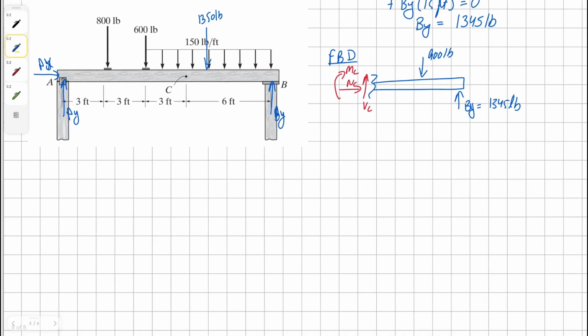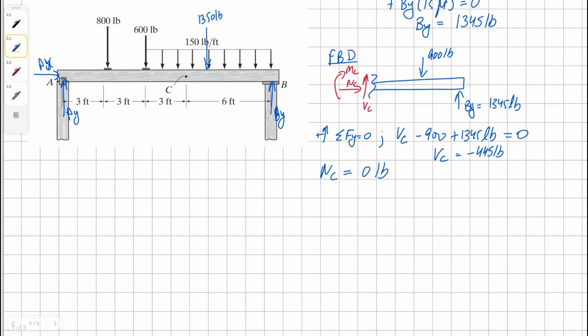We can easily find our shear force, which is simply going to be when the force is in vertical direction. We're going to have positive shear, negative 900, then positive 1345 pounds, all equals to 0. Solving for shear, we get a solution as negative 445 pounds. And by inspection, we know that our normal force is going to be 0 pounds because there isn't any other horizontal force acting on this part of the beam.